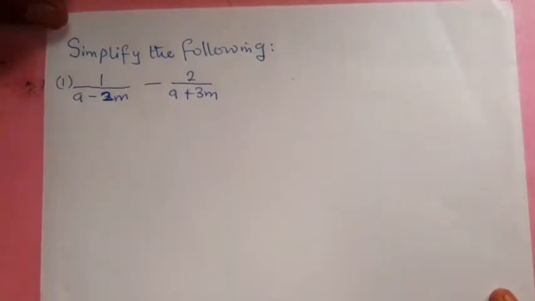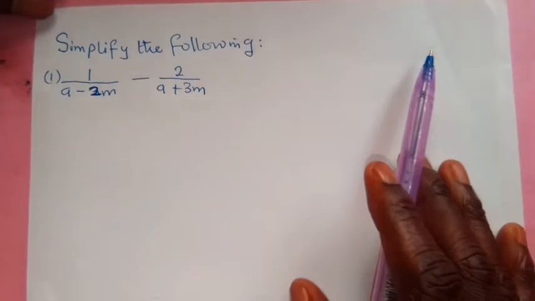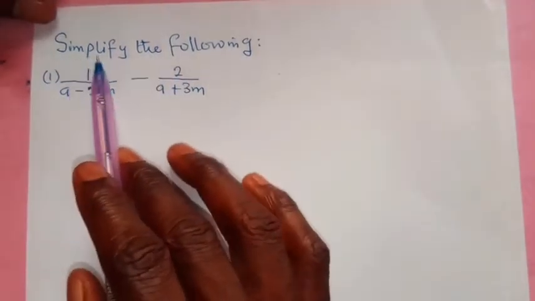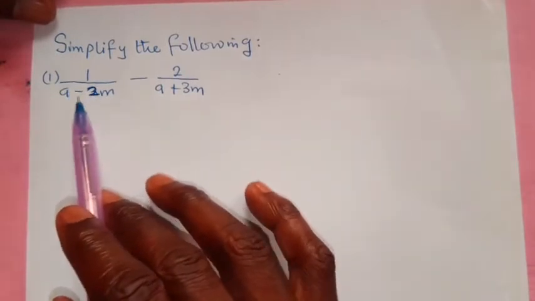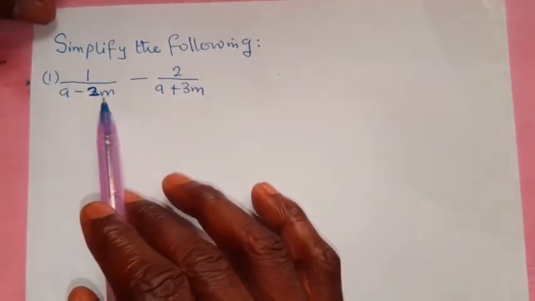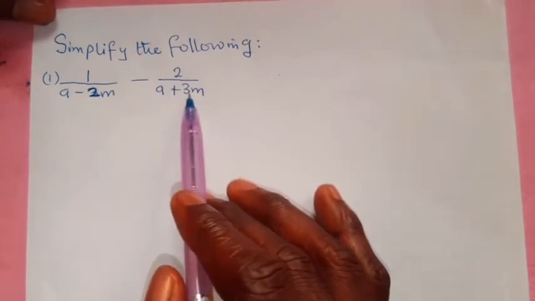Now, let us get into the lesson at hand. For the first example here we are told, simplify the following: 1 upon a minus 2m, minus 2 upon a plus 3m.